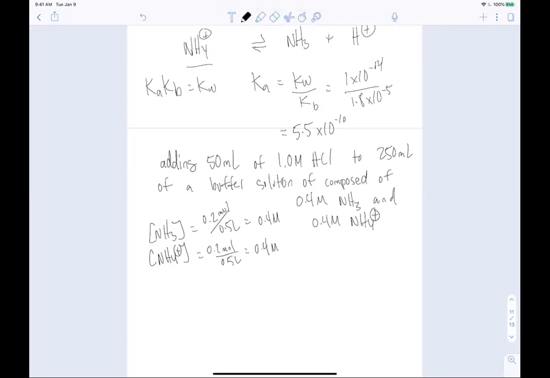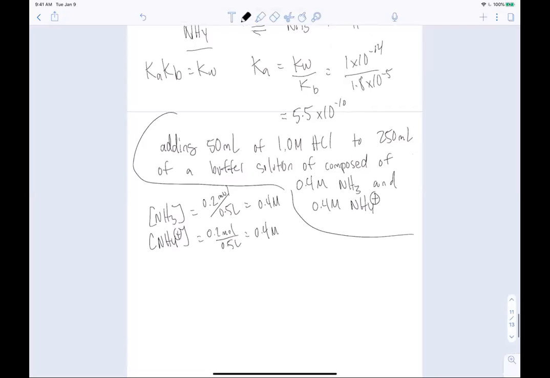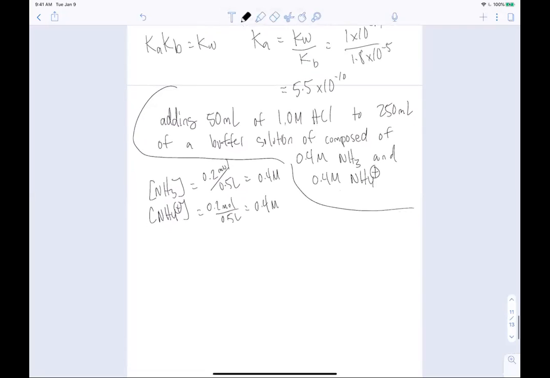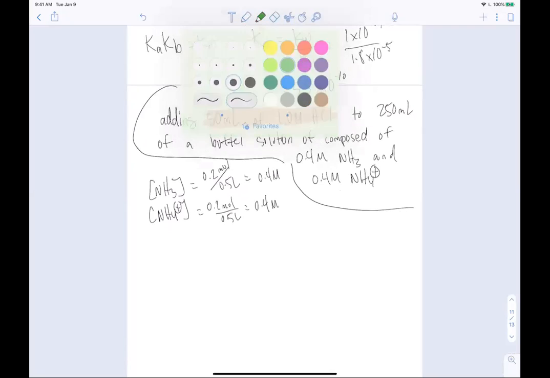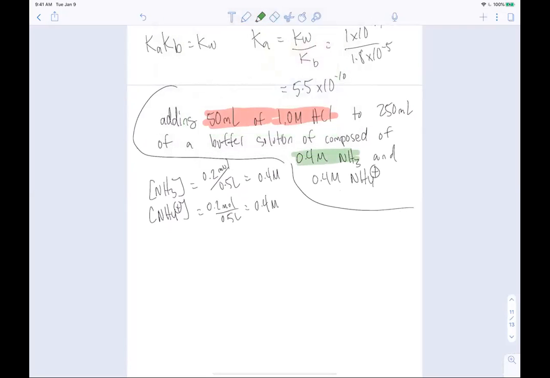Okay, so we're adding 50 milliliters of 1 molar HCl to 200 milliliters of a buffer solution. And so now we can just think about it like a normal neutralization reaction. If I'm adding acid to my buffer solution, I want to be thinking about it in terms of its reaction with the base.